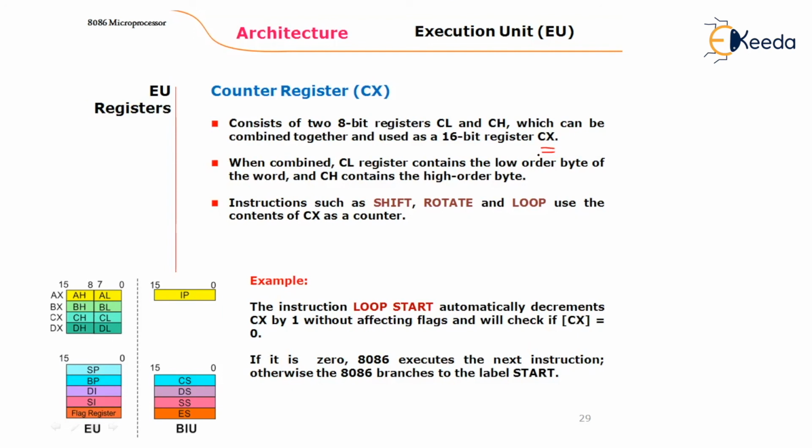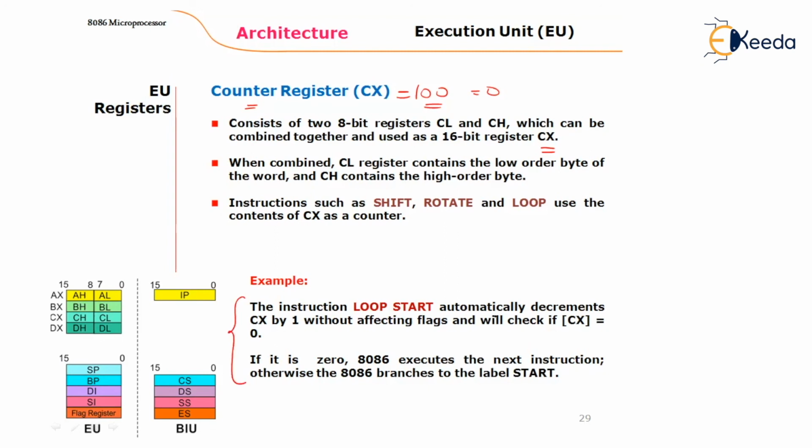How many times the loop has to get rotated is defined by the counter register. I is equal to 0, I less than or equal to 100. Then the counter register is equal to 100. For every iteration, this gets decremented. The moment it gets to 0, the loop gets terminated. You can look at the example.